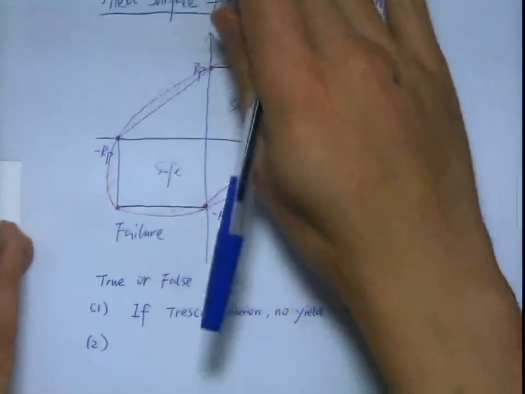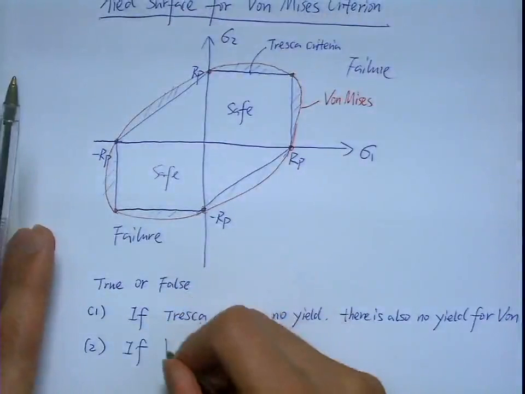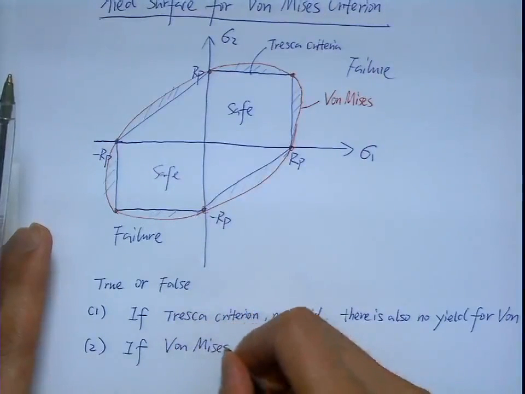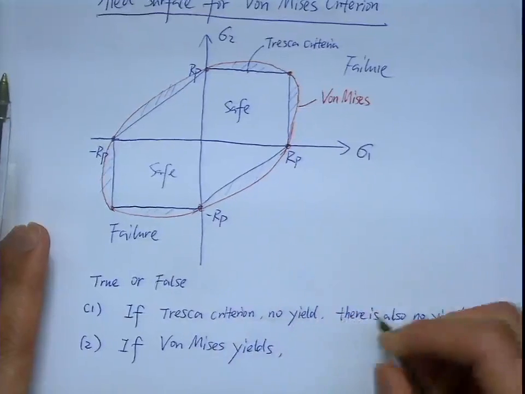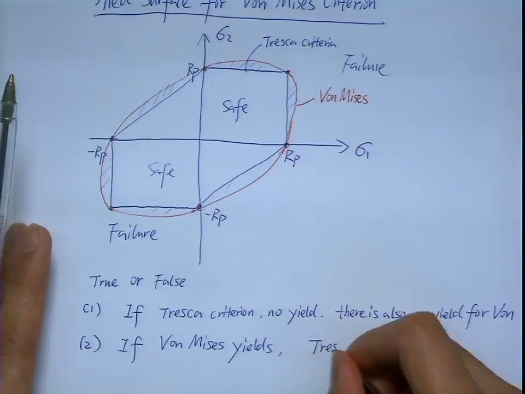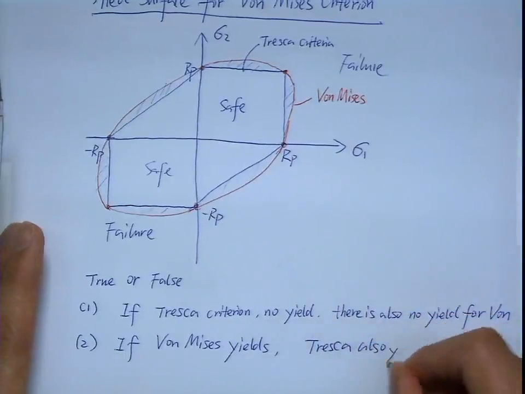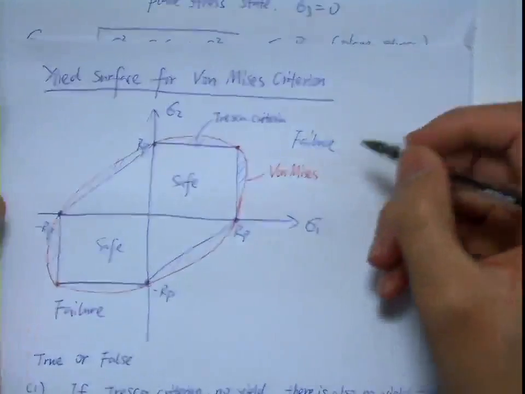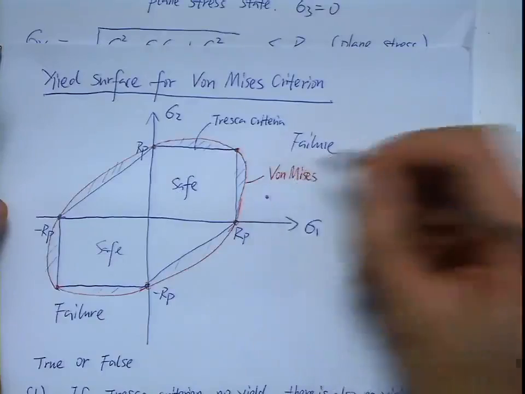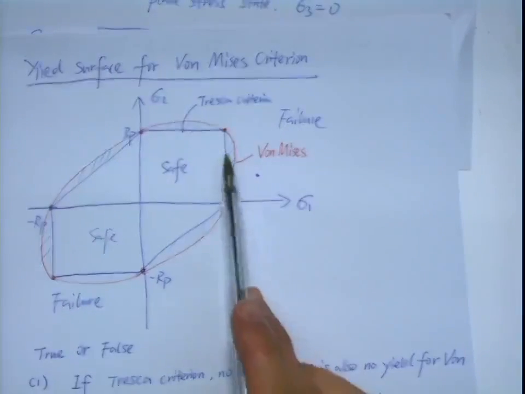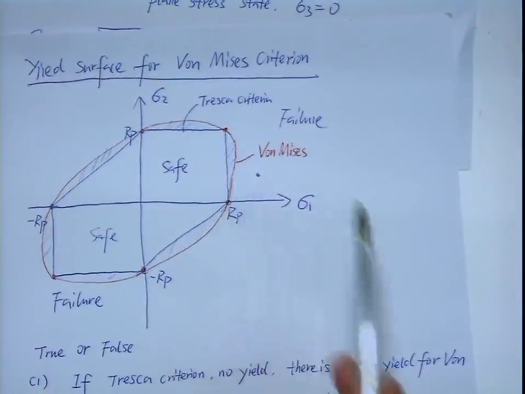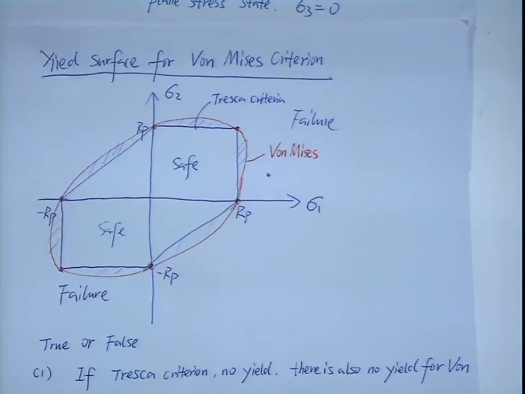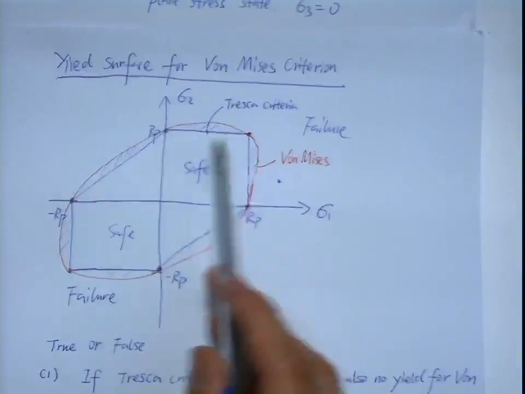Another statement: if Von Mises yields, Tresca also yields. True or false? True. Because if any point is outside the yield surface, it means the material failed. So if Von Mises yields, Tresca must yield, because the Tresca surface is smaller than the Von Mises.